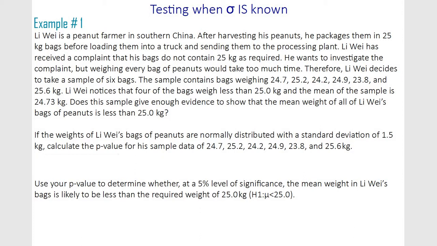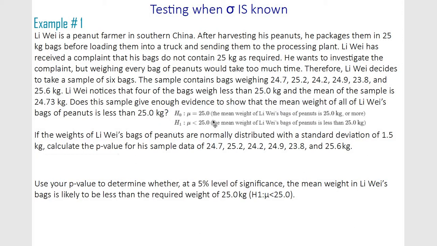He notices that 4 of the bags weigh less than 25, and the sample mean is less than 25. So is that enough evidence to say, hey, my company's messed up? I've got to fix this. Is it enough to say he's got a problem? So what do we do first? Name your null and alternative hypothesis. That's what they're called.